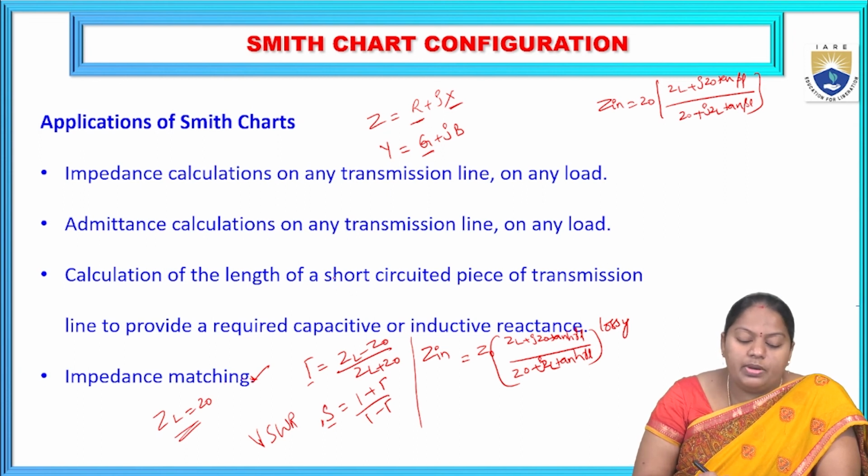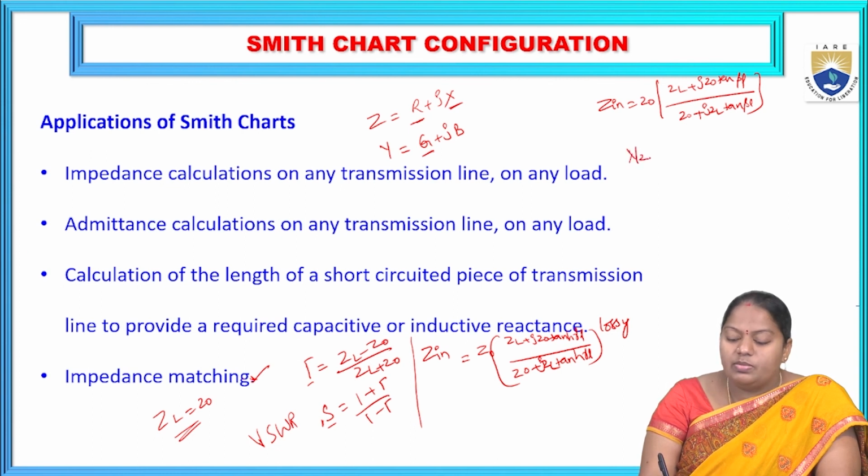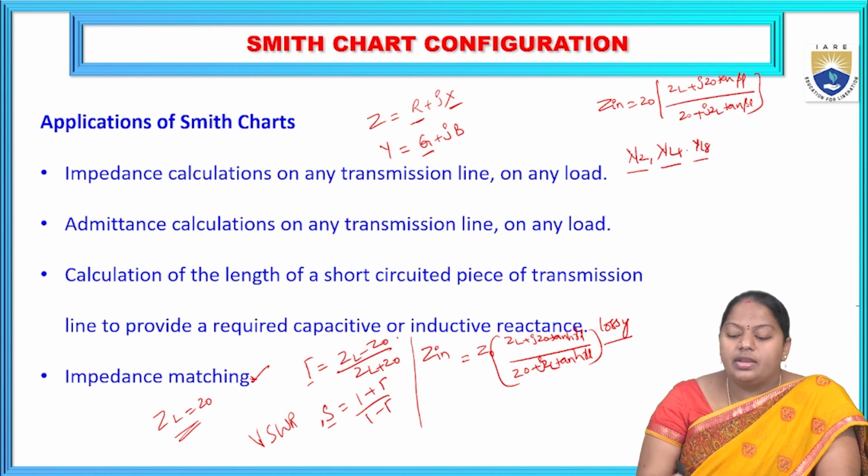So these are all the different applications related to Smith charts. One is impedance calculations and admittance calculations, along with the lengths of a short circuited or open circuited line, depending upon the length that we'll be using. For different lengths of our transmission lines, we have considered lambda by 2, lambda by 4 and lambda by 8: half wavelength line, quarter wavelength line and eighth wavelength line. Depending upon that, we'll be considering the lossy transmission line or lossless transmission line input equation.